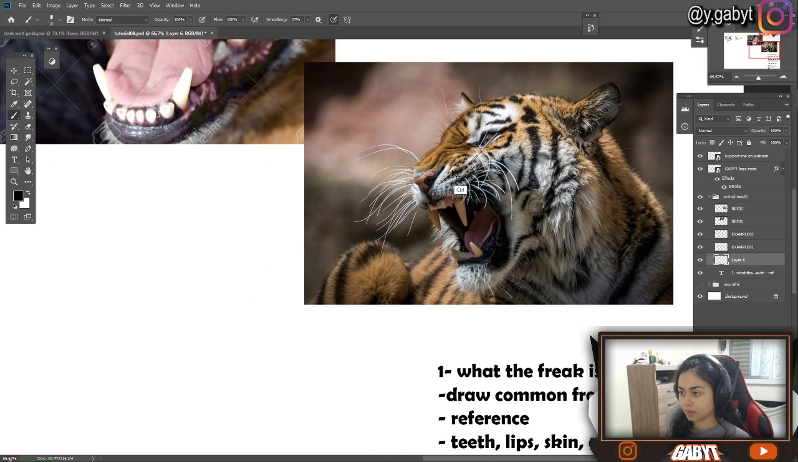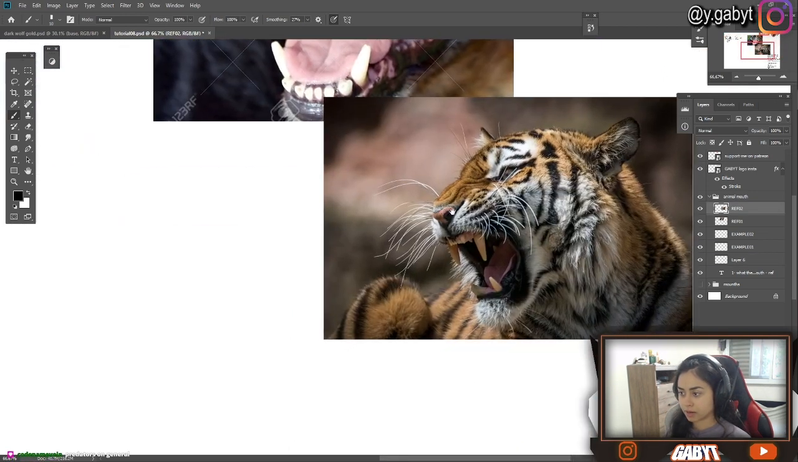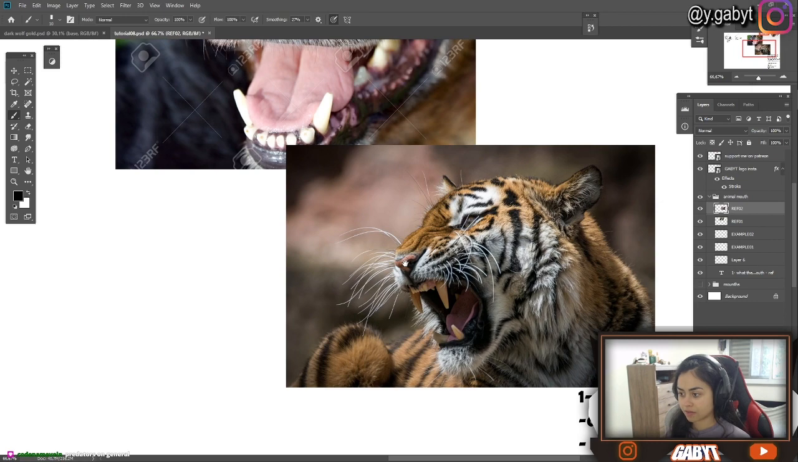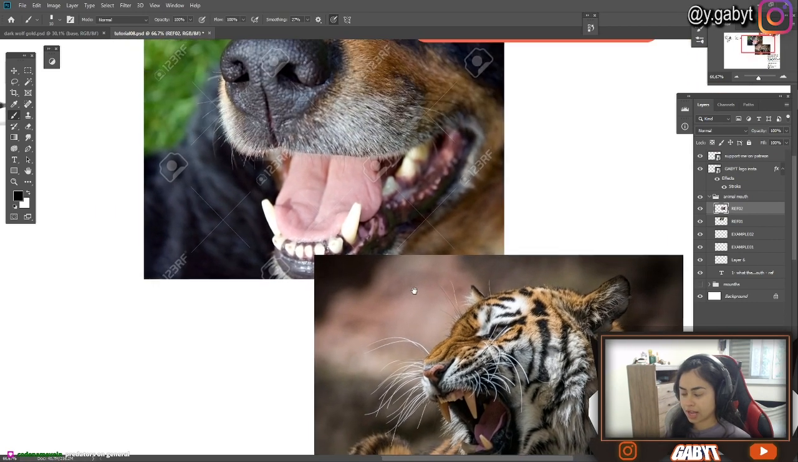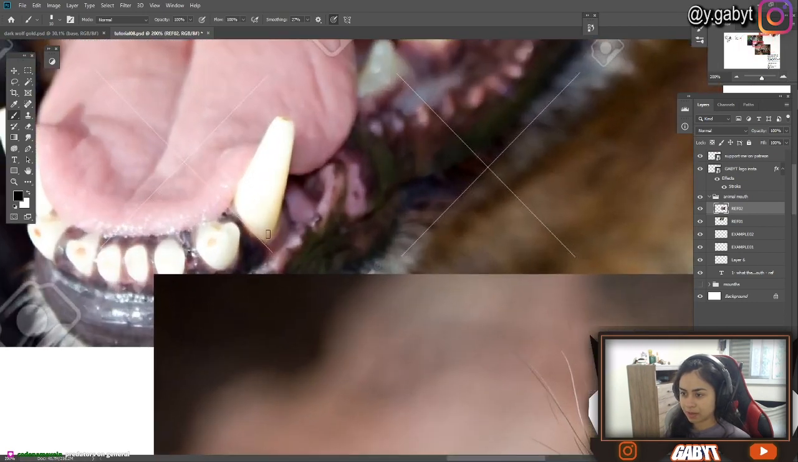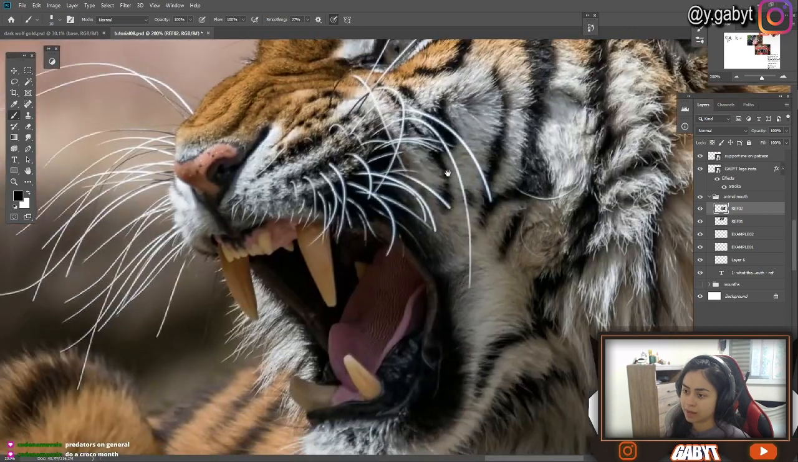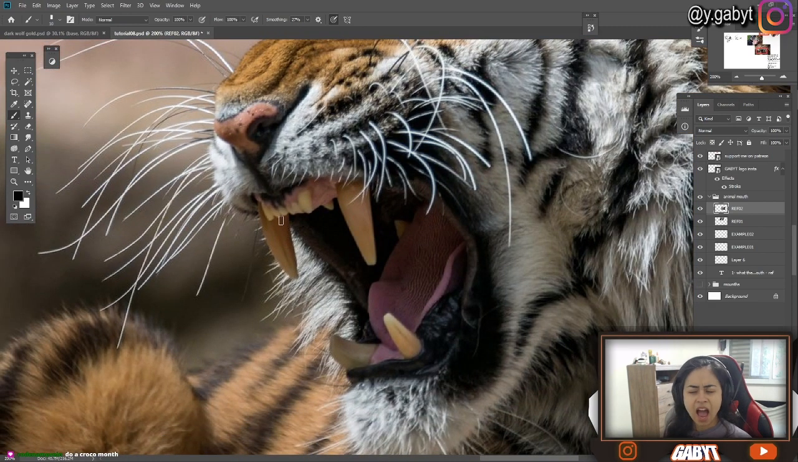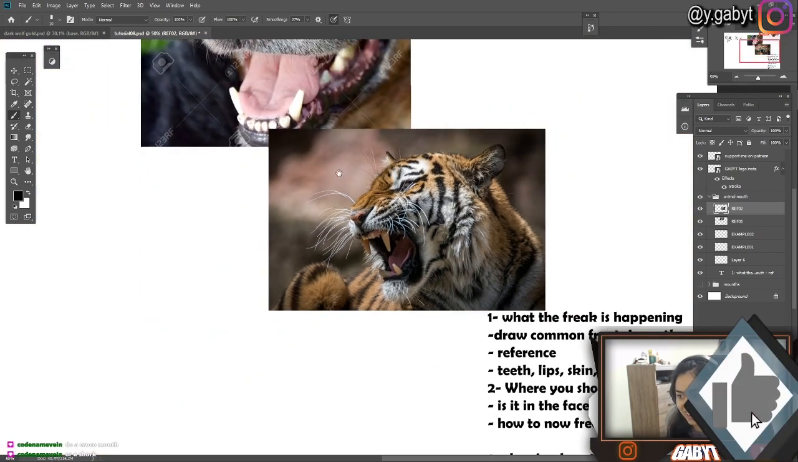See here? Big muzzle. And something that I really need to talk about is that the canine, the biggest tooth in wolves and dogs, is pretty close to the rest. But on big cats, there is a nice difference of space.